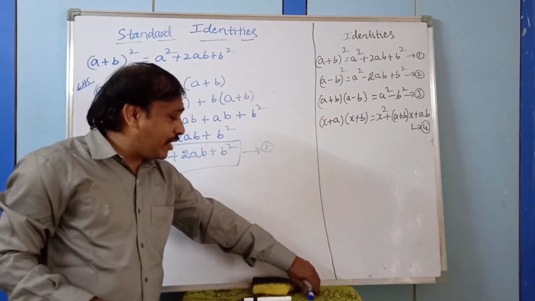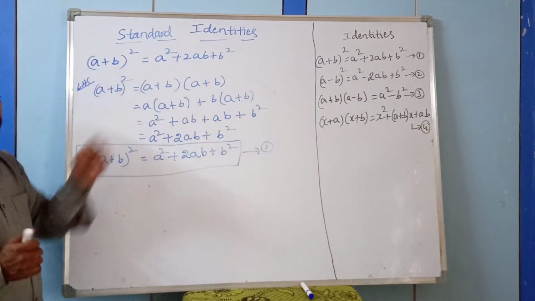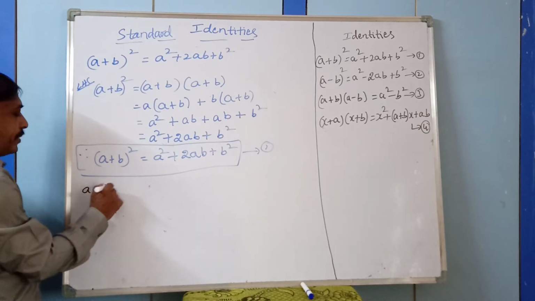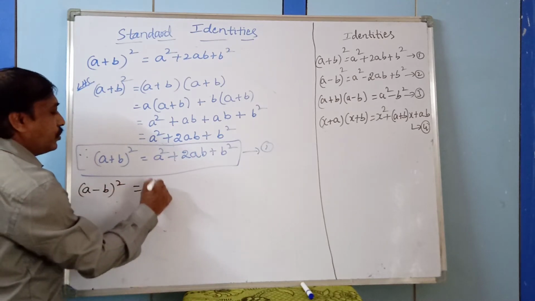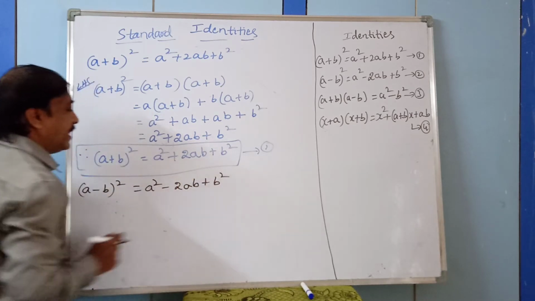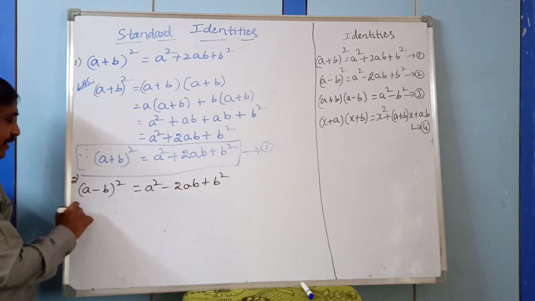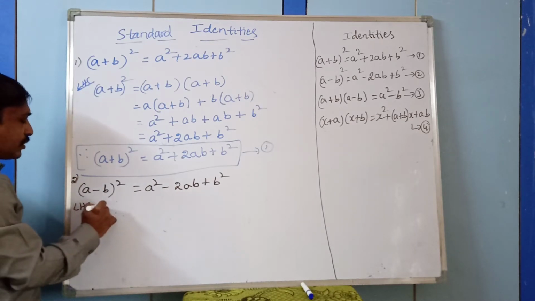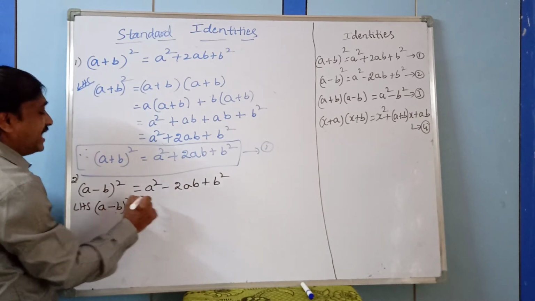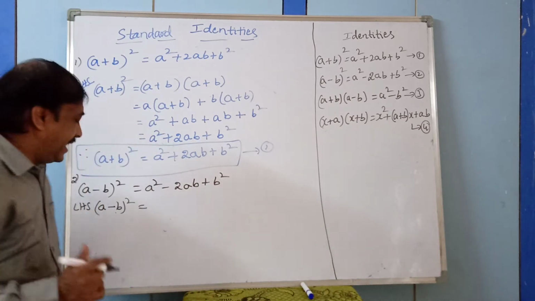Is it clear, children? What are we doing? We are just multiplying binomial to binomial. Now see the second identity: (a minus b) whole square is equal to a square minus 2ab plus b square. This is the first one and this is the second one. Now I take only the LHS part. So (a minus b) whole square is nothing but, can you say how to write? Yes, (a minus b) into (a minus b).